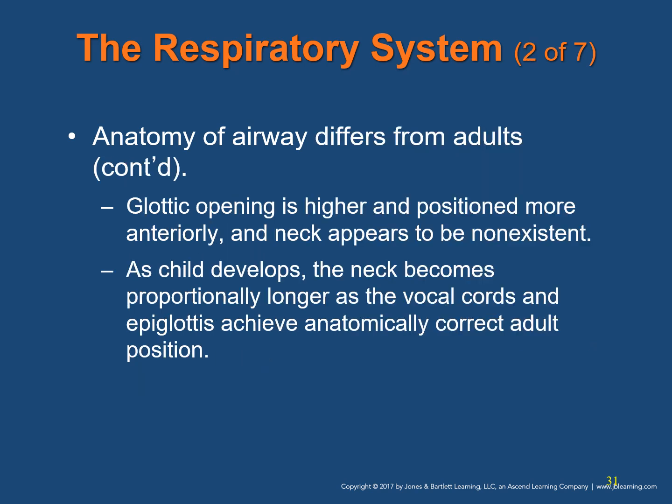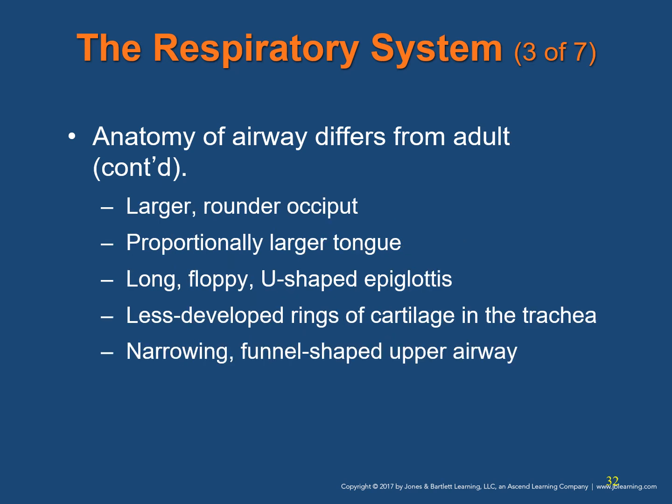The glottic opening is higher and positioned more anteriorly, and the neck appears to be non-existent. As children develop, the neck gets proportionally longer as the vocal cords and epiglottis achieve anatomically correct adult position. The occiput is larger and rounder, which requires more careful positioning of the airway. The tongue is larger relative to the size of the mouth and in a more anterior location. A child's tongue can easily block the airway.